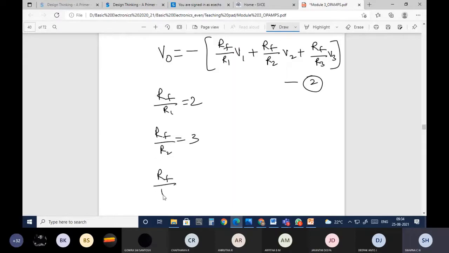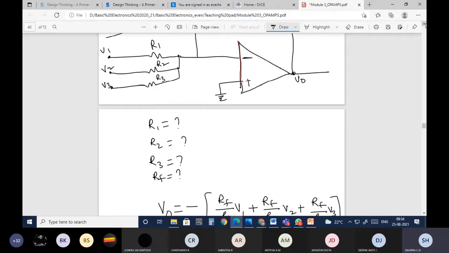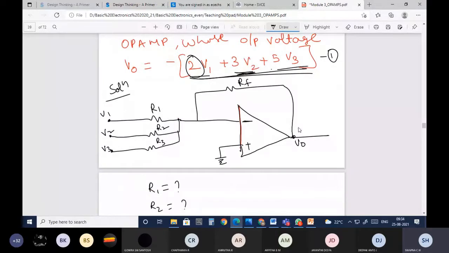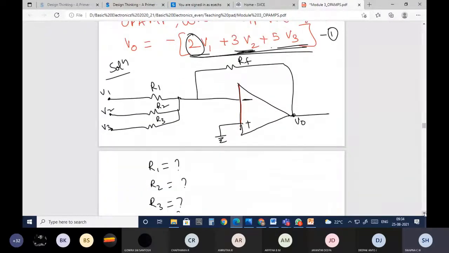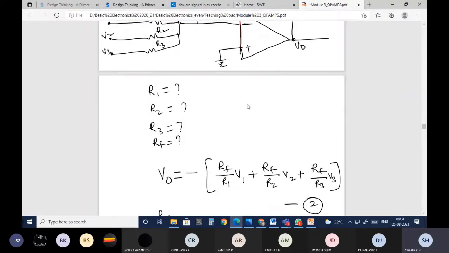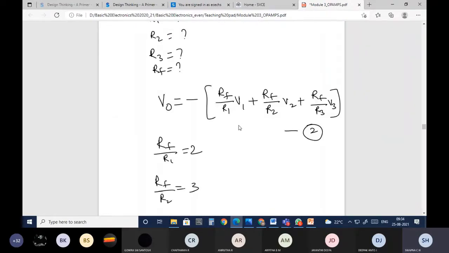Next, RF by R3 is equal to 5. Here the V3 coefficient is RF by R3, but here the V3 coefficient is 5. So this is directly given in the question paper for 6 marks. You need to draw the diagram, write the output equation, and compare the given equation with the output equation.